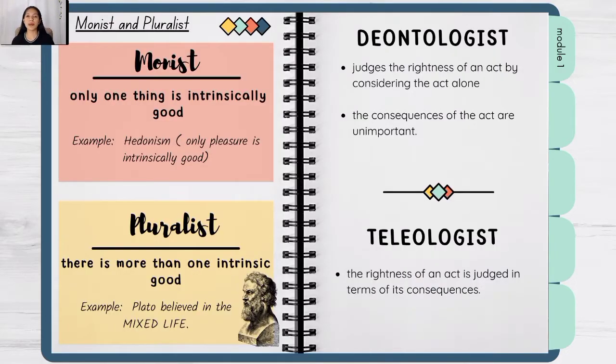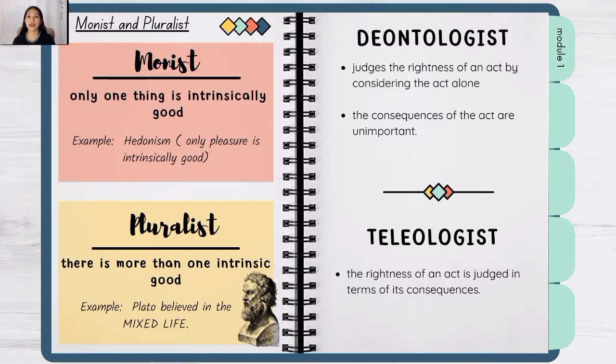So we are also differentiating monist from pluralist. A monist is somebody who believes that only one thing is intrinsically good. Hedonism is practiced by hedonists. So in hedonism, only pleasure is intrinsically good. While for a pluralist, there is more than one intrinsic good. For example, Plato believed in the mixed life, which says that there are a lot of elements such as beauty, intelligence, etc. which make up the good.